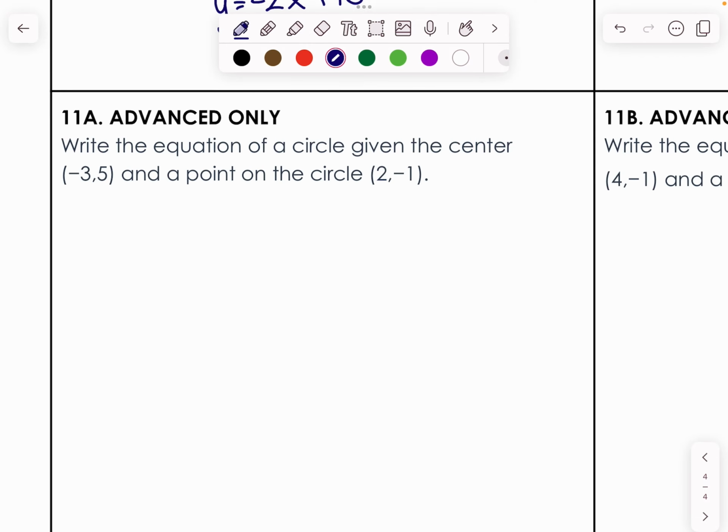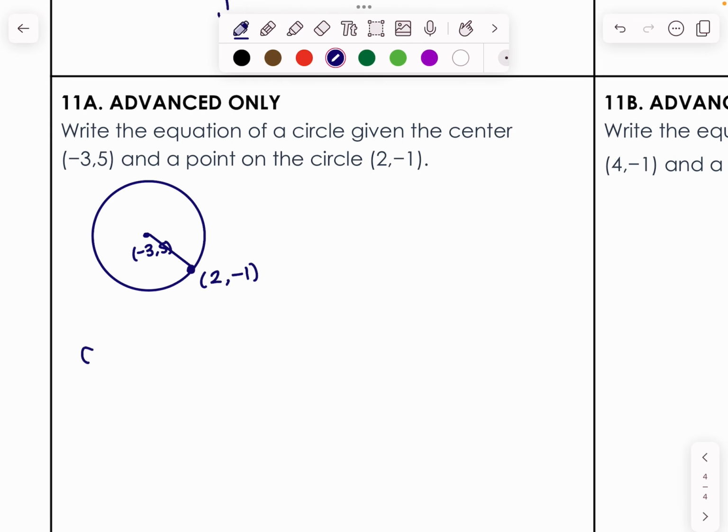So write the equation of a circle given the center and a point on the circle. So here's your circle. Okay, our center is at -3, 5. All right, and then our point on the circle is at 2, -1. So if I draw a line to connect those, that's our radius. All right, so I need to use my distance formula to find the length of the radius. Okay, so I do x2 minus x1 squared plus y2 minus y1 squared. Okay, change these double negatives.